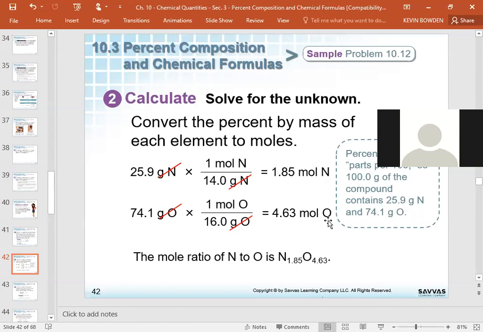Anybody think this is the answer? N 1.85 to 4.63? No. Can I just round it? 1.85 rounds to 2 and 4.63 rounds to 5. I'll just round it. You might get lucky and have that work.